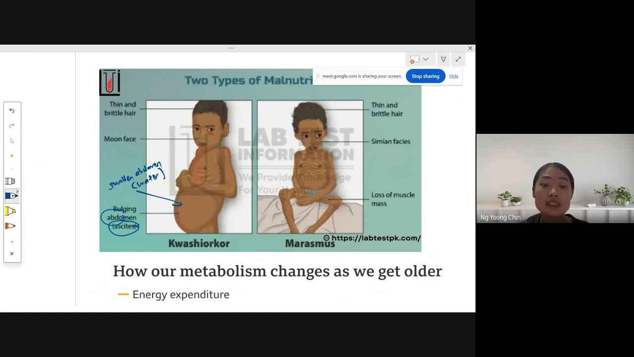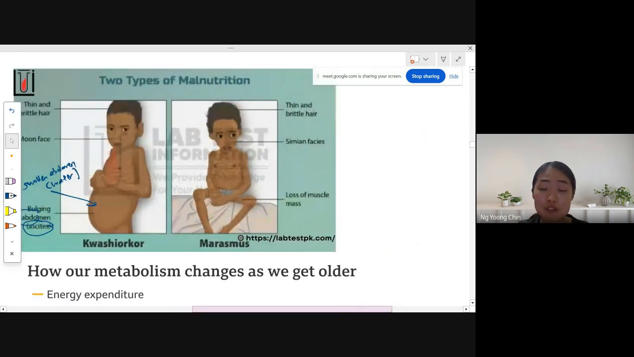We call it ascites. Okay, because when they have protein deficiency, meaning they don't get enough proteins, it will cause this kind of condition to happen. Okay, so this is kwashiorkor. And then what is marasmus? Marasmus means they don't have enough protein, right?